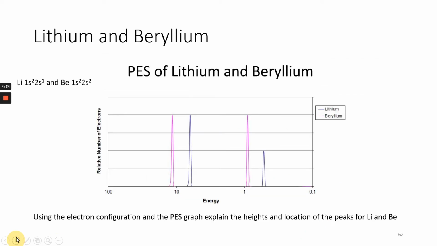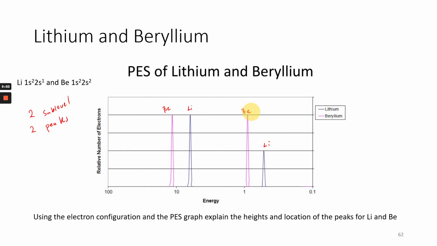So if we compare lithium and beryllium, remember lithium is 1s2 2s1, and beryllium is 1s2 2s2. So they both have two sublevels, so you would expect 2 peaks for each of them. And that's what you see here. Lithium is in the blue, and beryllium is the pink.